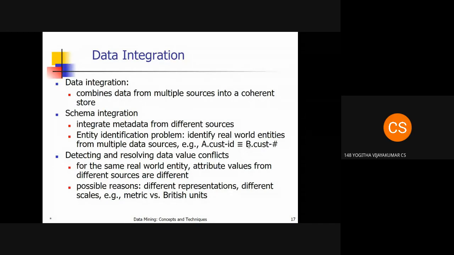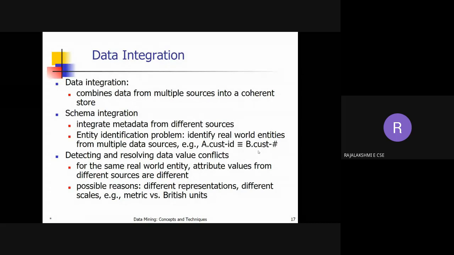Now, an attribute name will be customer ID in one table that I collected from one source. From some other source, I'm collecting it as customer hash. So when you see customer hash, that is also an ID. But you should not consider both as different, because both are the same. How will we identify it? How can we identify it? For that, this metadata will help you.